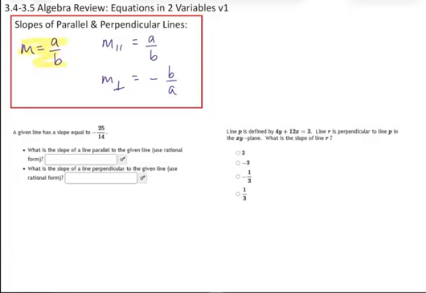So this is the relationship. If you start with the slope of a over b, the parallel line will be the same. The perpendicular line will be negative b over a. And so use that information to answer these two questions here for me, please.